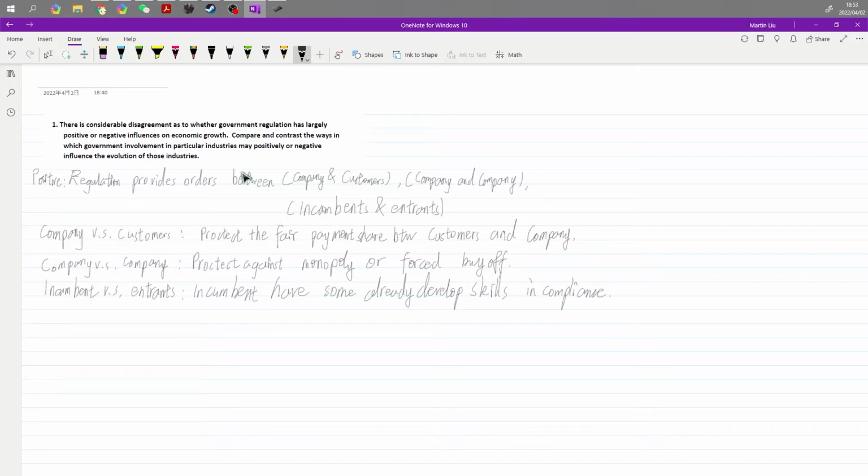This kind of skill is usually developed according to the regulation. So it's like adoption of the regulation, so they are more suitable to survive under the situation.